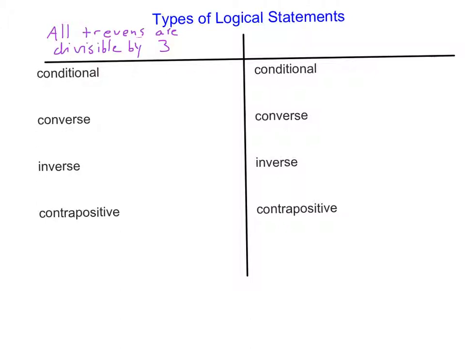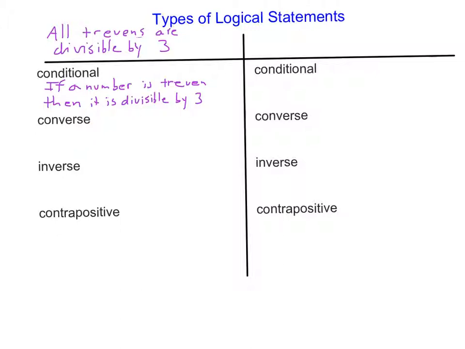The conditional, that's going to be the standard if-then statement. So for this one, we'll start it off with if a number is Trevin. So I'm going to start with Trevin here because I had Trevin here. If a number is Trevin, then it is divisible by 3.